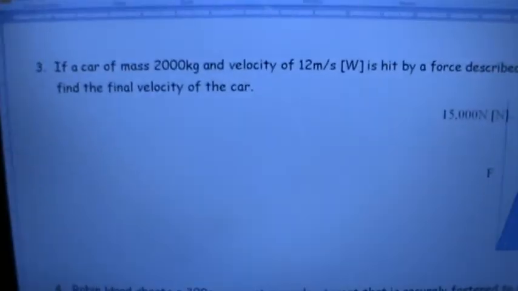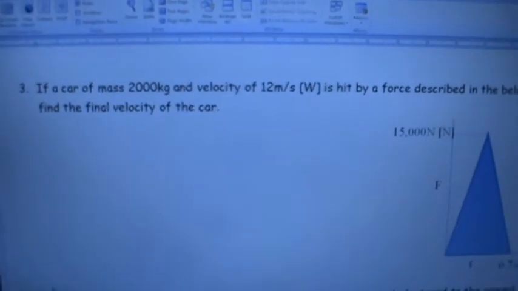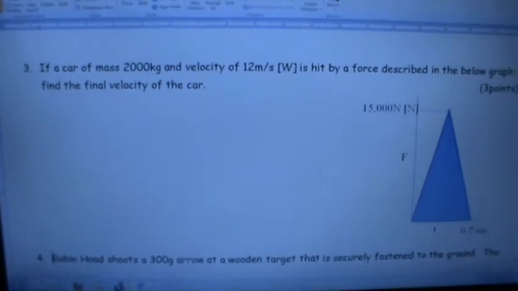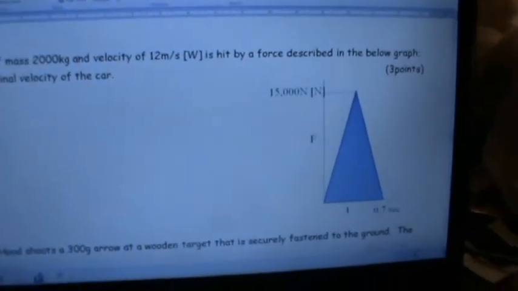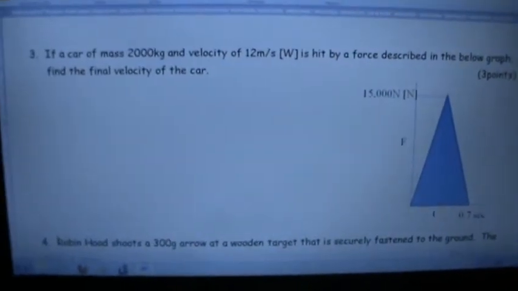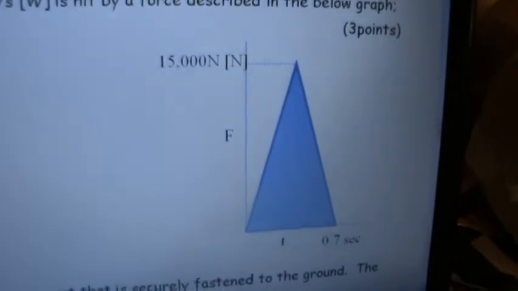Okay, we're going to talk about some impulse questions now. If a car has a mass of 2,000 kilograms and has a velocity of 12 meters per second, is hit by the force described in the below graph, find the final velocity of the car. And here is the graph.